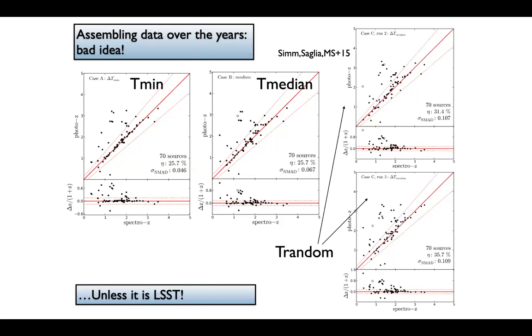Is a week different okay? Is a month different okay? 6 months? When does it become untenable? Again, it depends on the survey that you are using. The most affected objects are the bright, which are rare.